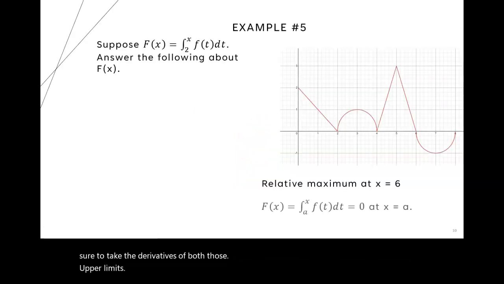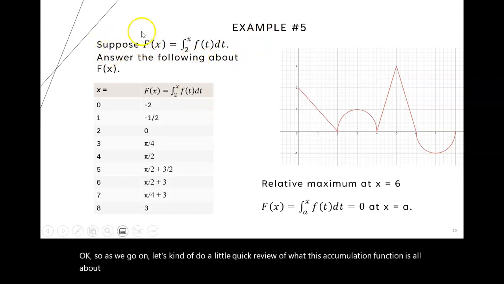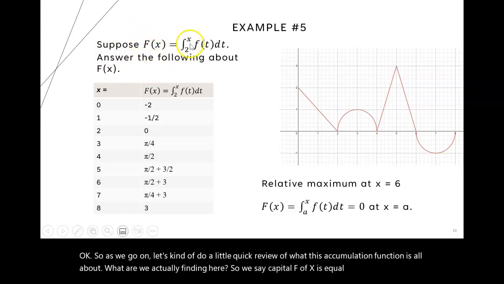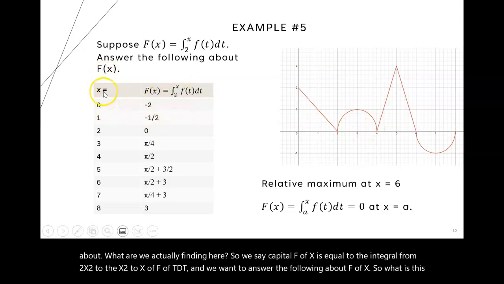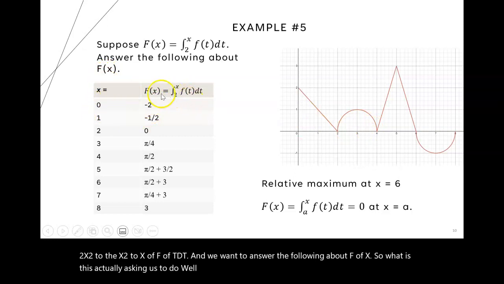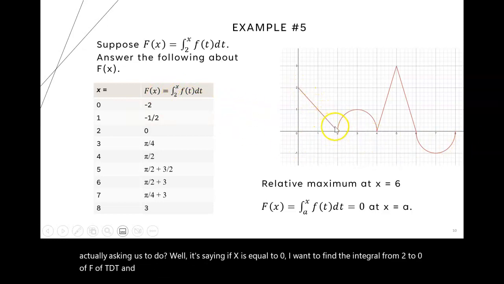Okay, so as we go on, let's do a quick review of what this accumulation function is all about. What are we actually finding here? We say capital F of x is equal to the integral from 2 to x of f of t dt. And we want to answer the following about F of x. So what is this actually asking us to do? Well, if x is equal to 0, I want to find the integral from 2 to 0 of f of t dt. And that's just the area underneath this curve.